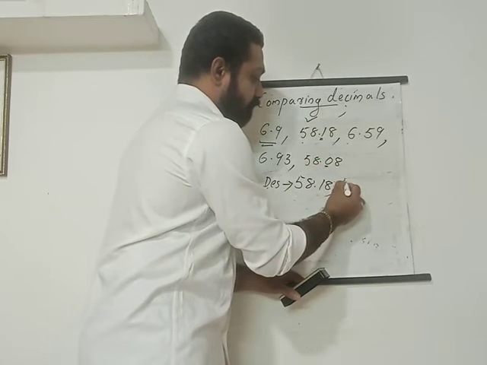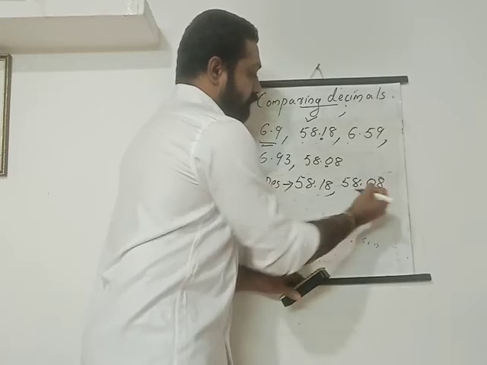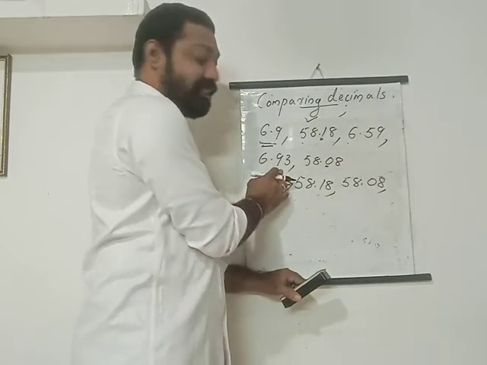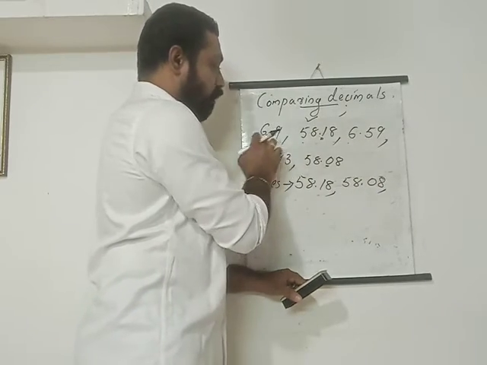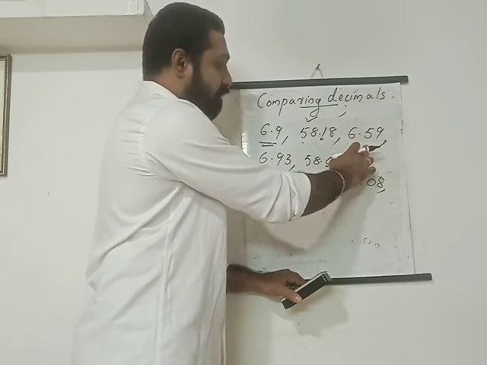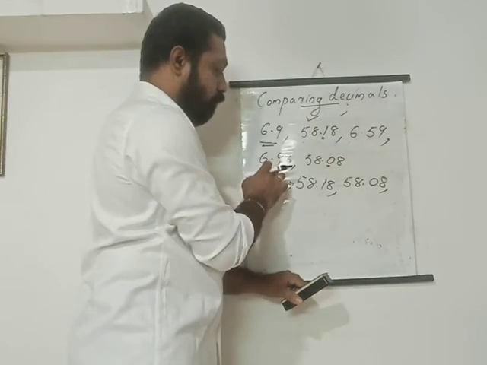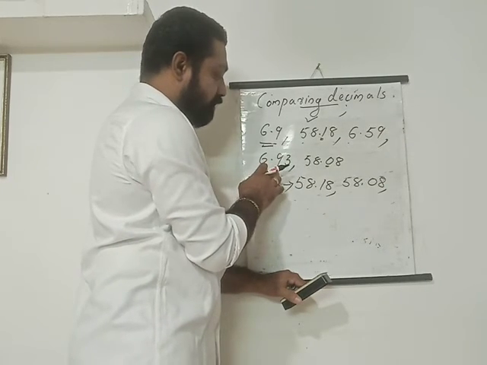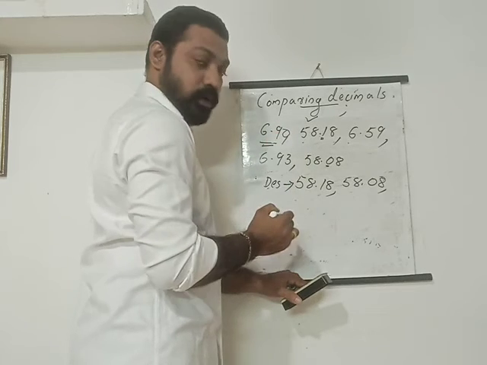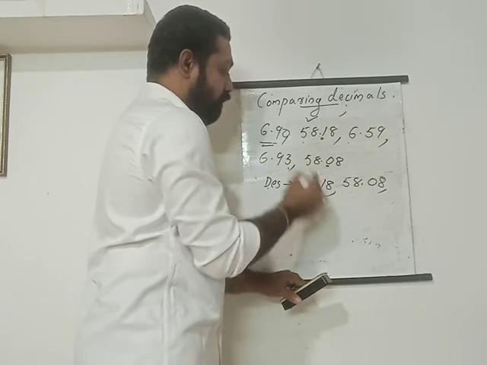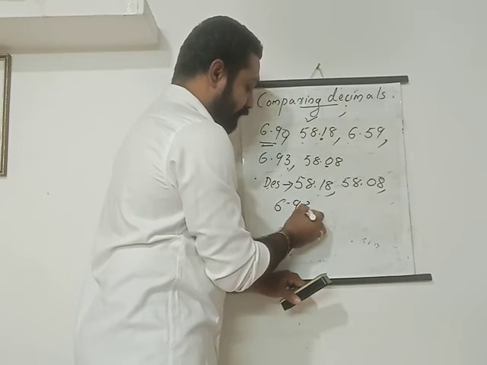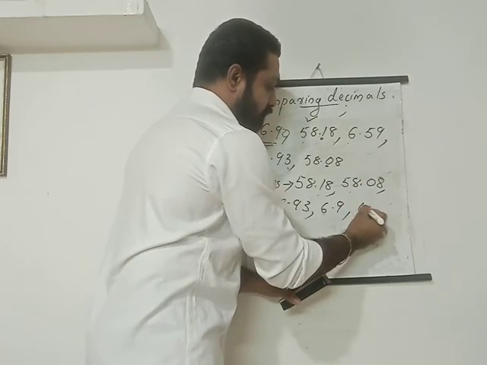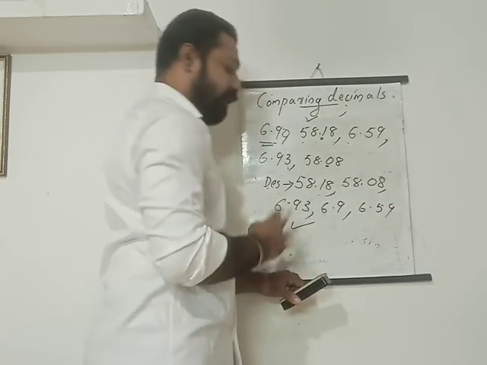Then which will come next? 58.08. Then we have 3 numbers: 6.9, 6.59, 6.93. Go to the next place: here 6.5, here 6.9, here 6.9. So we can avoid 6.59. Maybe this will come or this. You can see 6.93 has a 3 there, and here only 0. So the next number is 6.93. Then the next one is 6.9, or 6.90. And the last is 6.59. So this is a descending order.